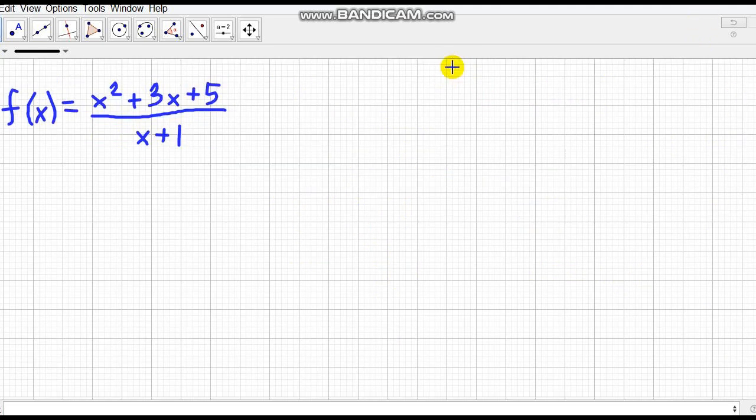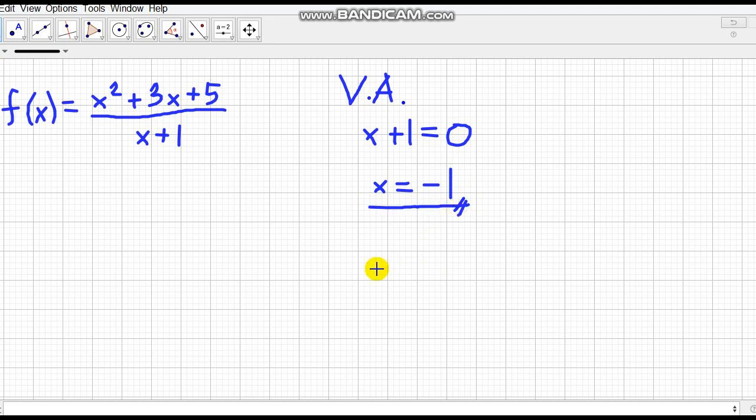Let's have here f of x is equal to x squared plus 3x plus 5 all over x plus 1. So let's identify the vertical asymptote, horizontal asymptote, and oblique asymptote of this function. Let's start first with the vertical asymptote. To get this, we just get the denominator, x plus 1, and make it equal to 0. Solving for x, we have x equals negative 1. So this is the vertical asymptote.